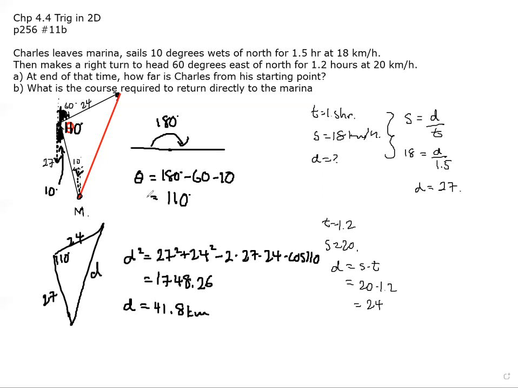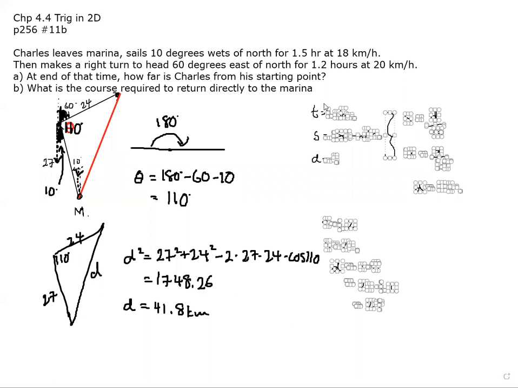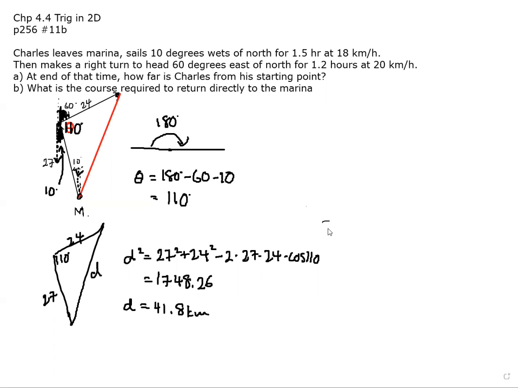That would be part A. So I'm assuming you got to that point. And then it says, what is the course required to return directly to the marina? Well, being a course, in other words, being a direction, you can give me any sense of that direction. You can give me something based on north, something based on east, something based on south, whatever the case may be. So your answer might be a little different from mine in terms of the solution.